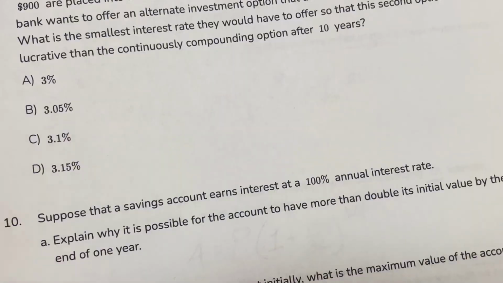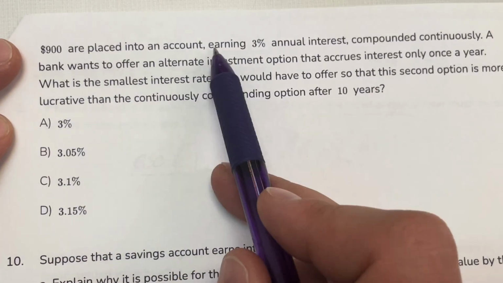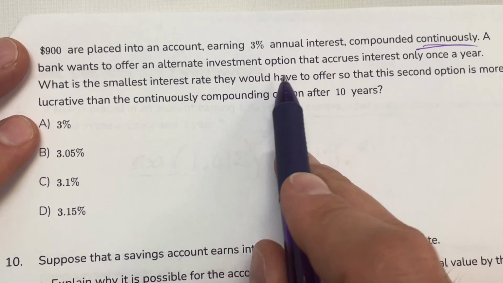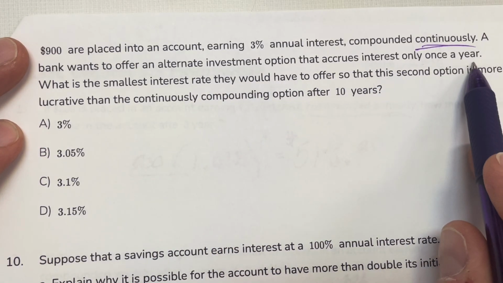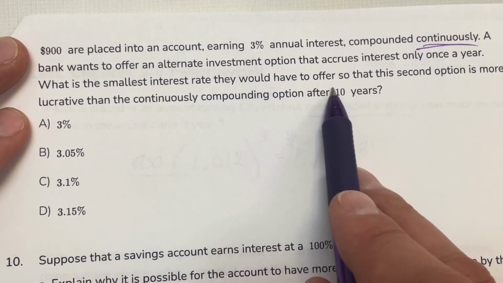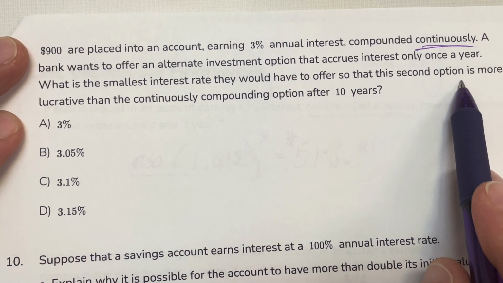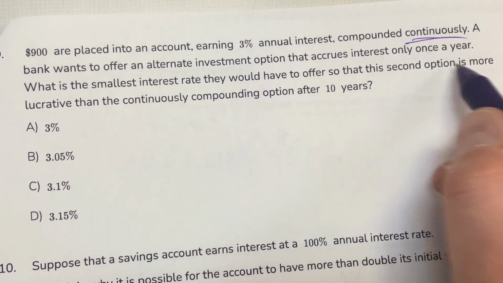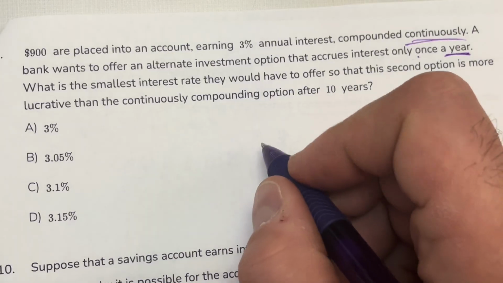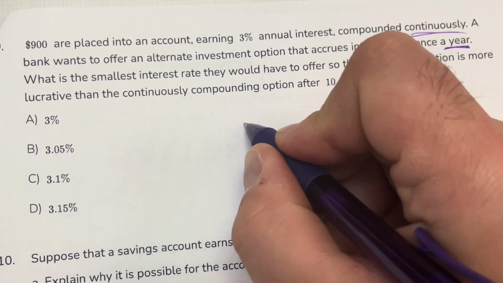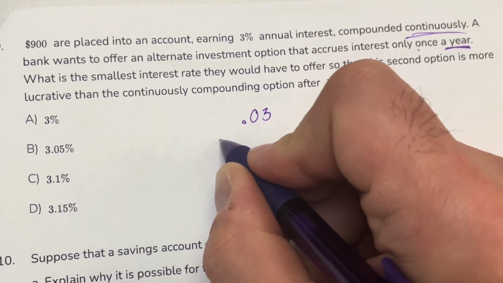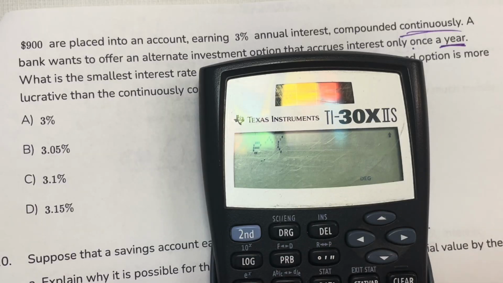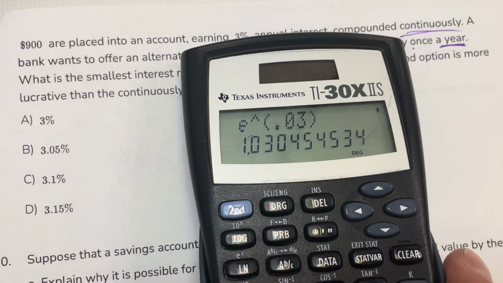Number 9. $900 is placed into an account earning 3% annual interest compounded continuously. A bank wants to offer an alternate investment option that accrues interest only once a year. What is the smallest interest rate that they would have to offer so that the second option is more lucrative than the continuously compounded one? Let's say our time here was 1 year. So we have 0.03 times 1 year, e to that power. Let's not even worry about the $900, but e to the power of 0.03. That's for 1 year.